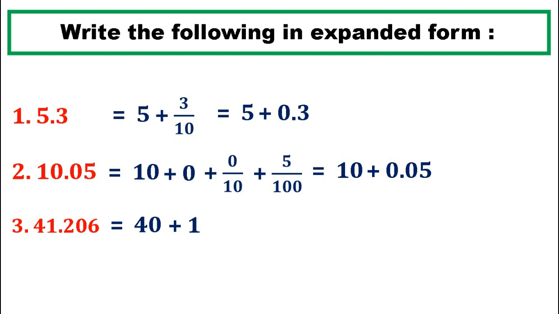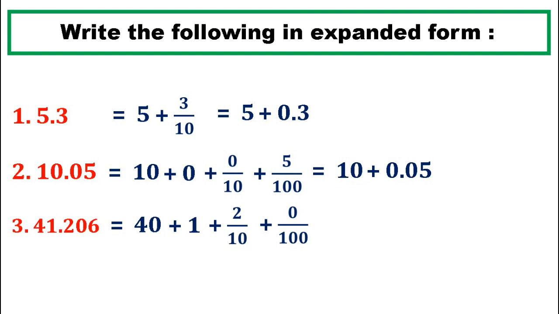We give a plus sign and we write the next digit, that is 1, which is in the ones place. The next digit after 1 is 2, which is in the tens place and is after the decimal point. So we put a plus sign and we write 2 by 10. After 2 we have 0, so we write 0 by 100 because it is in the hundredths place.